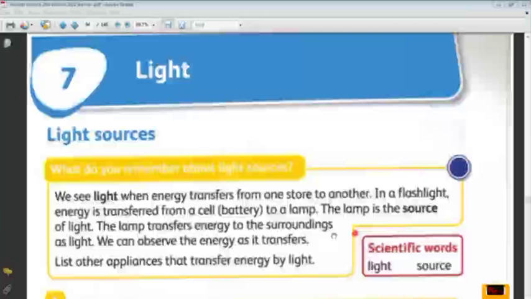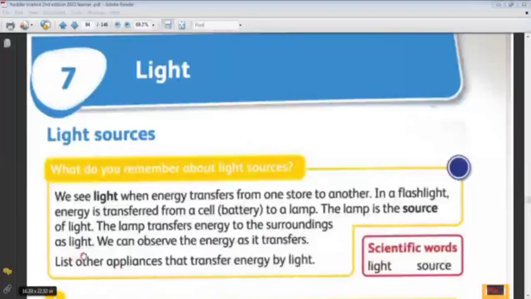Okay? And this light energy that comes out from the lamp is transferred to the surroundings. So now we are continuing with the energy that we took in unit 6. The lamp will transfer the energy to the surroundings in the form of light, so we can see the objects around us.